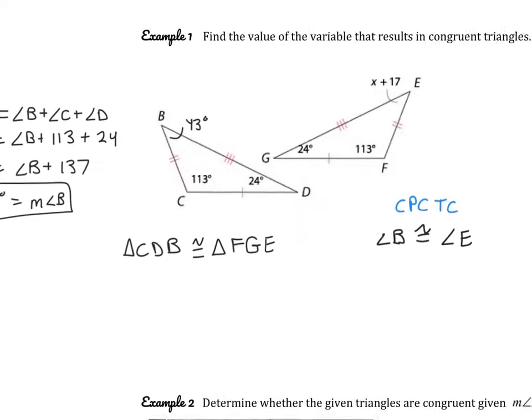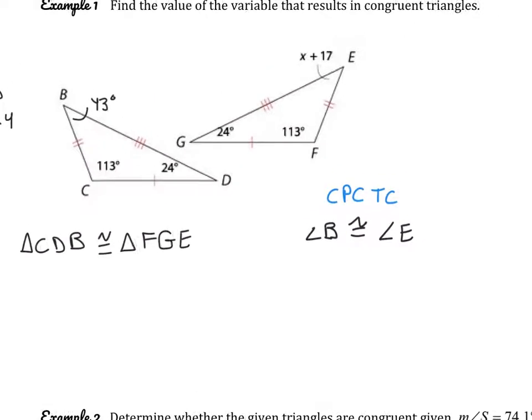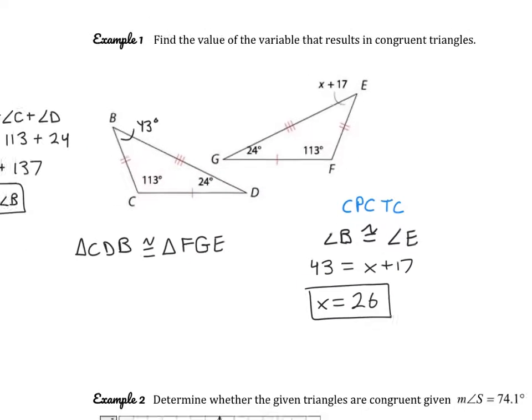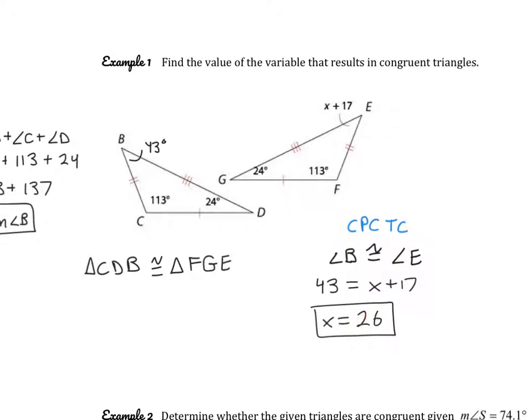So now that I know what angle B is, I can go back to this equation that I created using CPCTC, and I can say, okay, 43 should be equal to x plus 17. So we know that B is 43 and we know that E is x plus 17, which allows us to solve for x. So we should subtract 17 from both sides and we get x equals 26. And there you have it. So if x is equal to 26, then that makes these two angles congruent, which results in two congruent triangles.